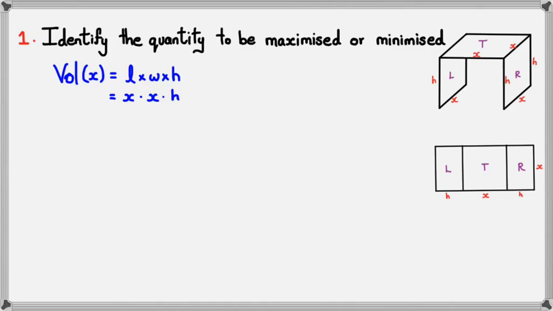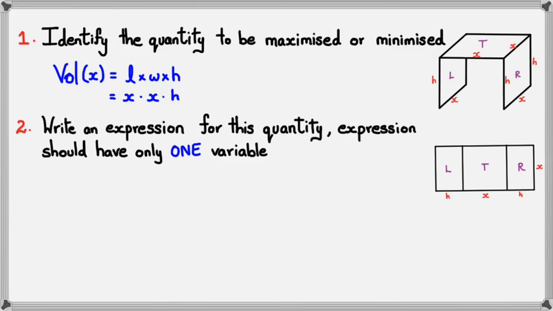Looking at the second point, it was write an expression for this quantity. The expression should only have one variable. If you remember at the top, we have volume of x is x squared h. Now, we have x and h. We need to get rid of h. I guess the best way to go about it is to use that second bit of information that we have, because we know the net of this canvas should be 1,000 meters squared.